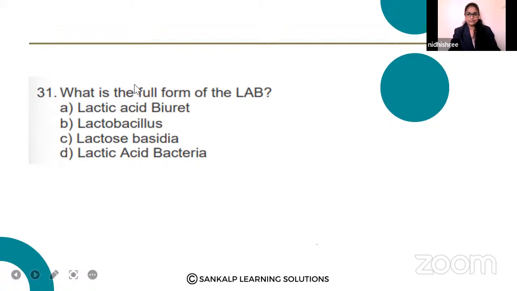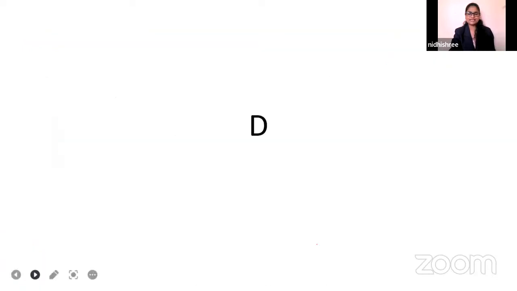Madhumita, option D. Ramya, option D. Harshita, option D. Someone said option B. YouTube students, option D. Lactic acid bacteria. Great. Most of you answered it correctly. Option D is the right answer.